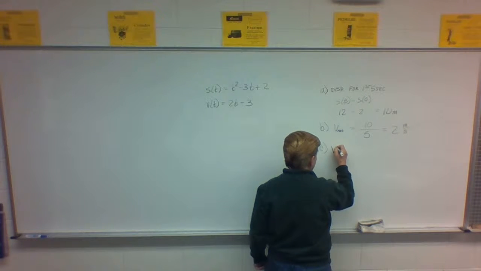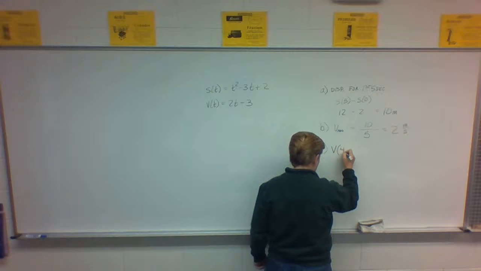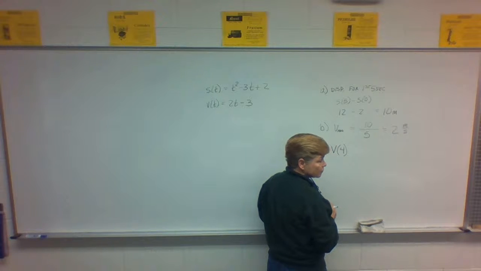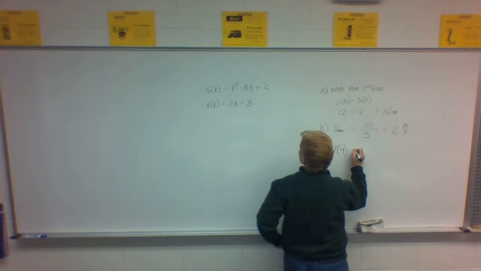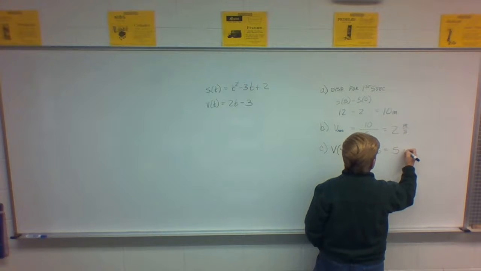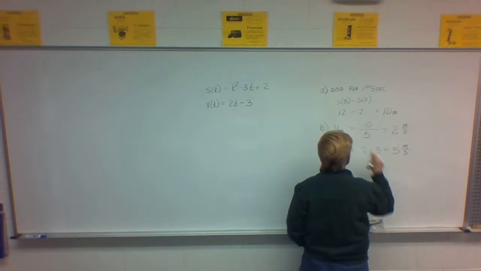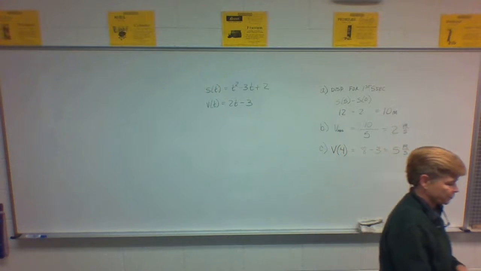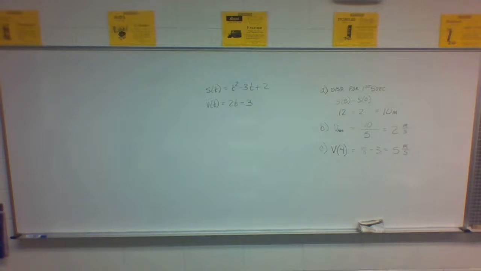V of 4. Yeah. We have v of t. V of 4 is going to be 8 minus 3. 5 what? Meters per second squared. Meters per second. These are both velocities. They're both meters per second. That's on me. Okay. Everybody okay with that one?